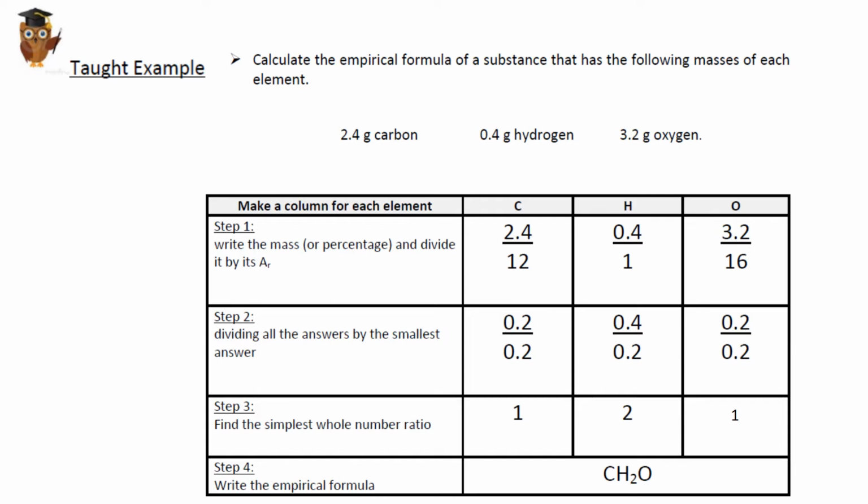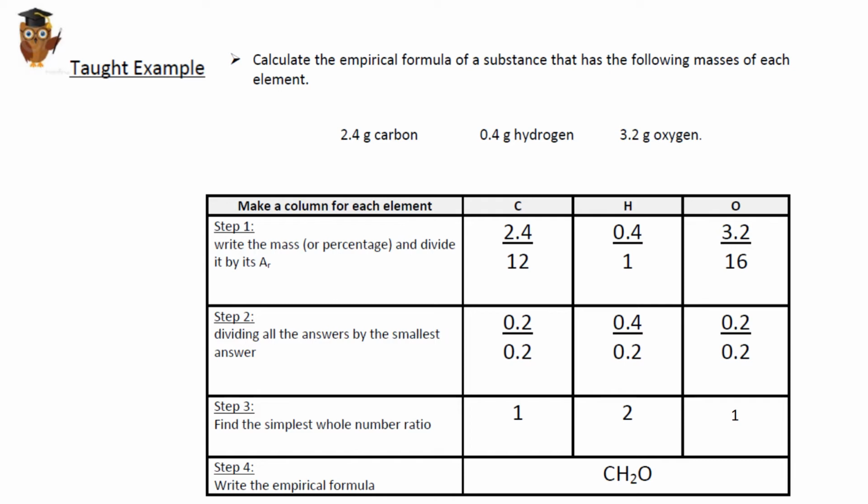We divide it by its relative atomic mass. The reason is it turns mass over Mr, or mass over atomic mass, into something called moles, which you might remember from GCSE, but we'll learn again as we go through this course. So we divide them by their relative atomic masses. So carbon gets divided by 12, hydrogen by 1, oxygen by 16. We get these numbers here: 0.2, 0.4, 0.2.